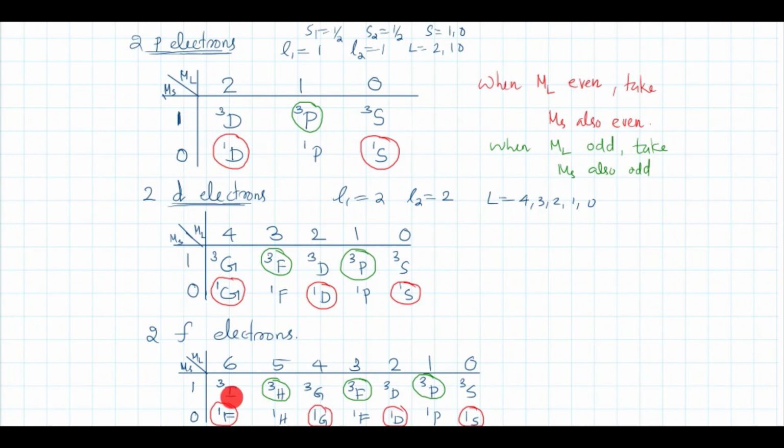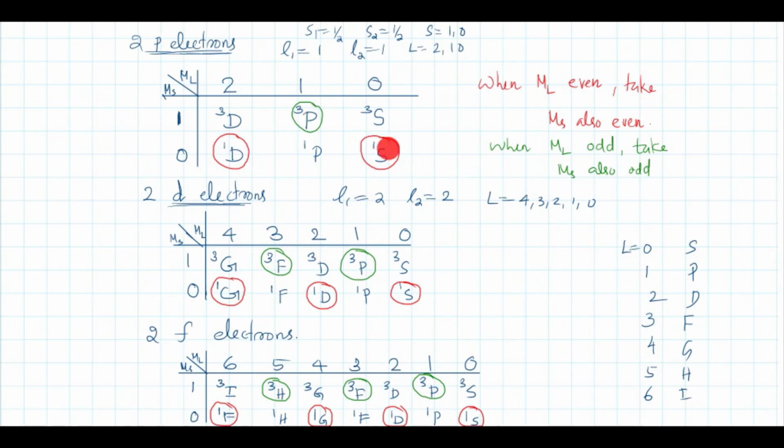L equal to 6, you write I. L equal to 3, you write F. L equal to 4, you write G, and so on. So L equal to 0 is S, 1 is P, 2 is D, 3 is F, 4 is G, 5 is H, 6 is I, and so on. That is the manner in which you fill this. For S equal to 0, those are singlets. So this is the method in which you can find the spectroscopic terms for 2p electrons.